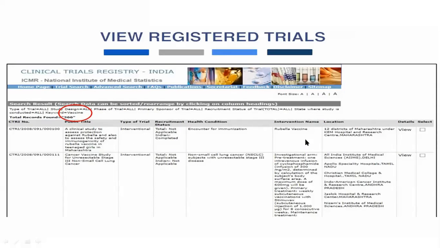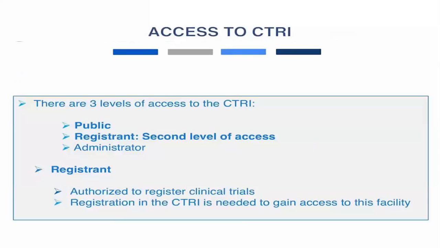Then the intervention name. So this is for the rubella vaccine. Location where this process or the clinical trial is carried out. So this particular rubella-related trial is at the KM hospital in Maharashtra. If you want to see the details, you need to click on this view, where you are going to see the details. So this is the way by which we can go for searching.